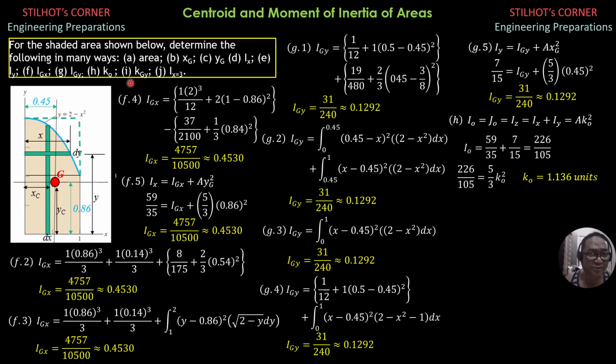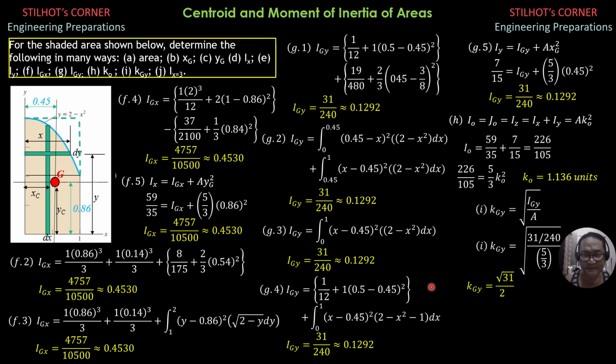Then we proceed to k_GY. k_GY is square root of I_GY over area, or I_GY equals area k_GY squared. So k_GY is square root of I_GY over area. I_GY is 31 over 240, area is 5/3. So we can easily calculate that, and it is equal to square root of 31 over 20, or 0.2784 units.